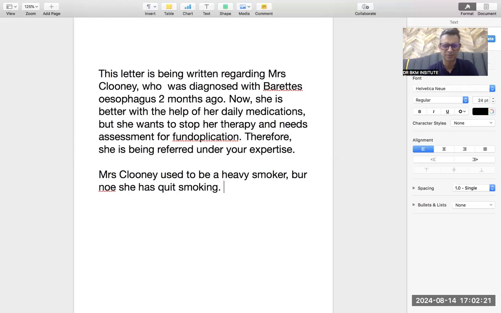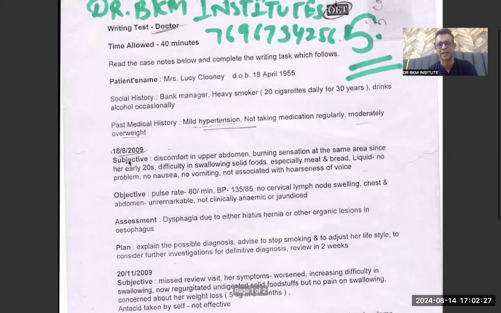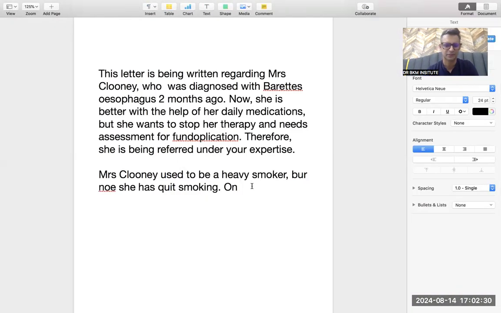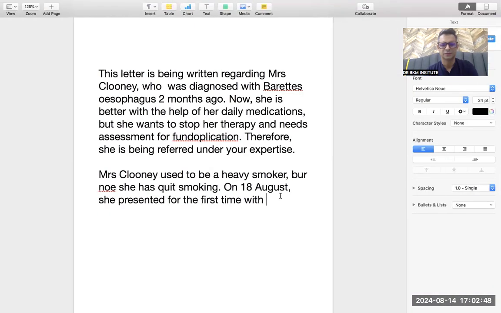And there was nothing important. Then simply, I will go to the visit because there is nothing special in this letter. So I will directly write, on 18th August, she presented for the first time with two main symptoms, with difficulty in swallowing solid foods. That's it. With difficulty in swallowing solid foods.